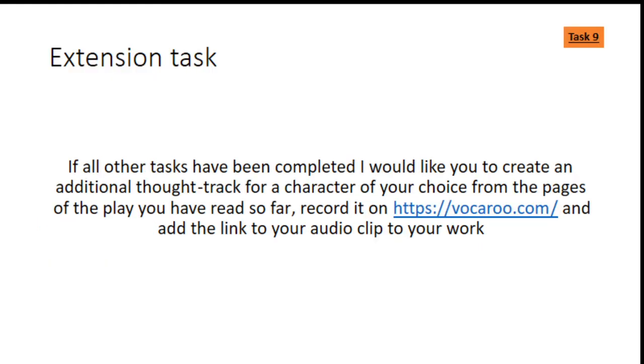Finally for today then guys, if all other tasks have been completed, I'd like you to create an additional thought track for a character of your choice from the pages of the play you've read so far. Record it on Buckaroo and add the link to your audio clip to your work.